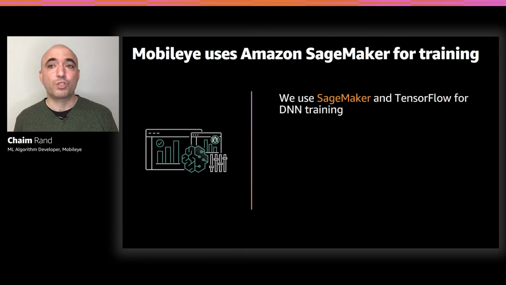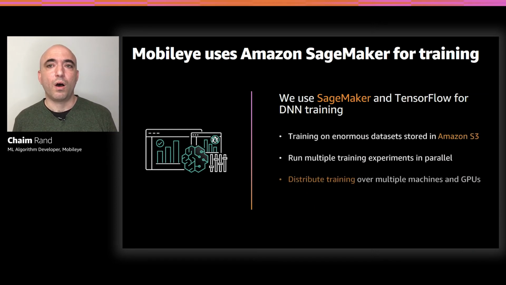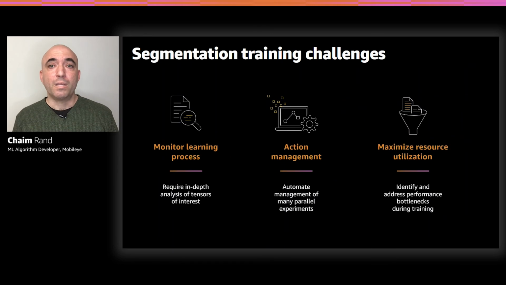One of the things we have learned during the time that we have been using SageMaker is that SageMaker is a whole lot more than just a managed training environment, offering services for facilitating development of machine learning solutions from ground truth collection all the way to deployment. Perhaps none more valuable to us than SageMaker Debugger. To explain just how valuable SageMaker Debugger is to us, I'd like to share 3 significant challenges we face when training DNNs, such as the instance segmentation model I showed before.